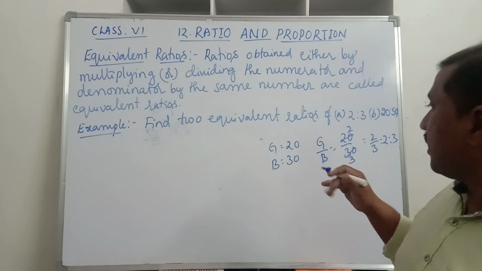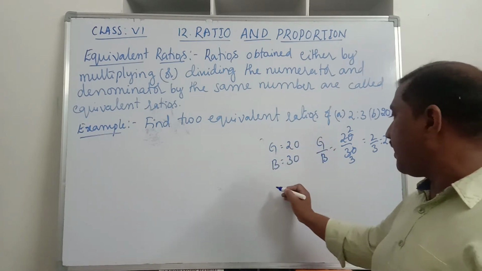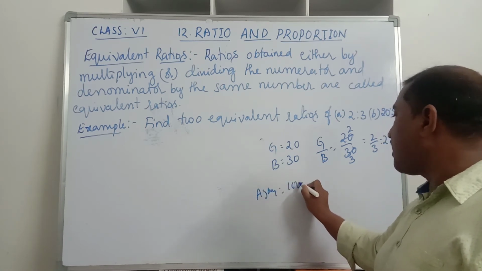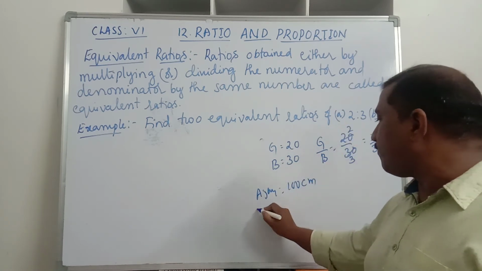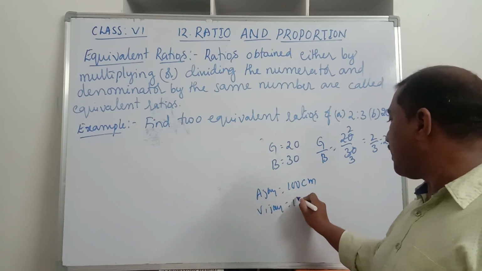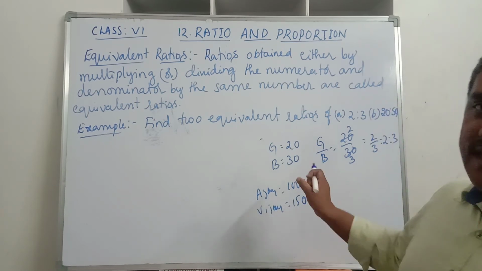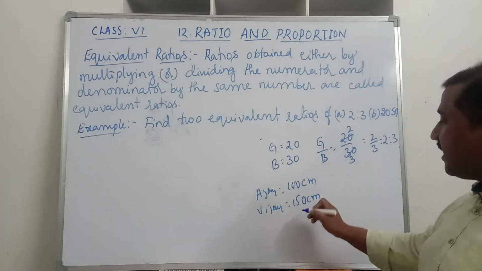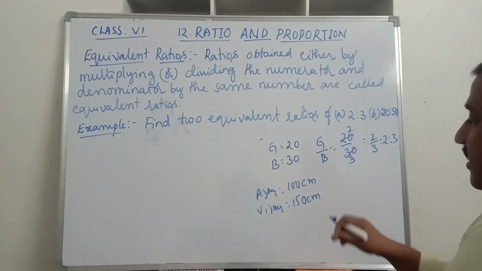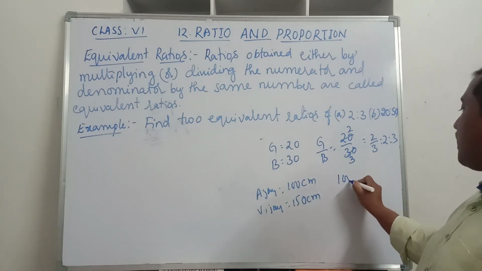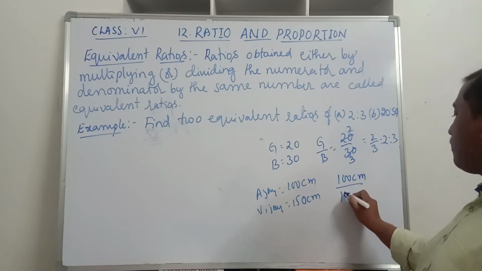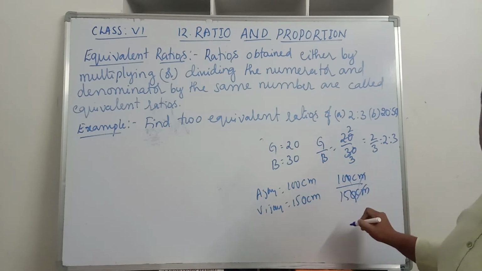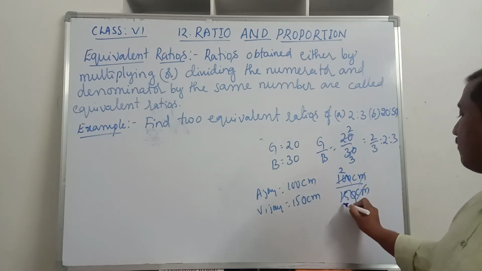Now, there is the height of one boy, Ajay. The height of Ajay is 100 centimeters and the height of Vijay is 150 centimeters. This is a different situation. So then what is the ratio of Ajay to Vijay? Ratio of height of Ajay to height of Vijay, that is 100 centimeters divided by 150 centimeters. Centimeters and centimeters get cancelled. 0 and 0 get cancelled. 5 2s are 10 and 5 3s are 15.